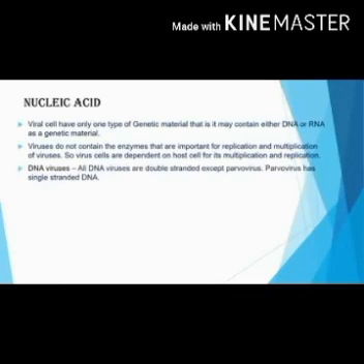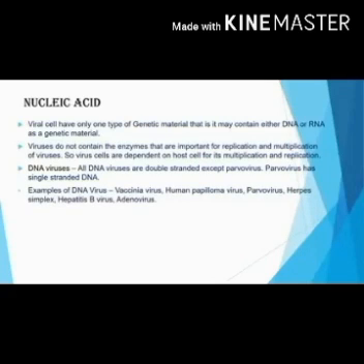Now, let's see DNA viruses. Here it is clear that there are two types of viruses, that is DNA viruses and RNA viruses. So, let's see DNA virus. All DNA viruses are double-stranded except parvovirus. Parvovirus has single-stranded DNA. So, all DNA viruses are double-stranded in nature. Now, let's see the examples of DNA viruses: vaccinia virus, human papilloma virus, parvovirus, herpes simplex virus, hepatitis B virus, and adenovirus. So, these are some examples of DNA virus.